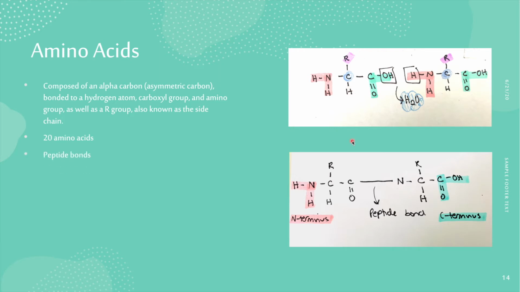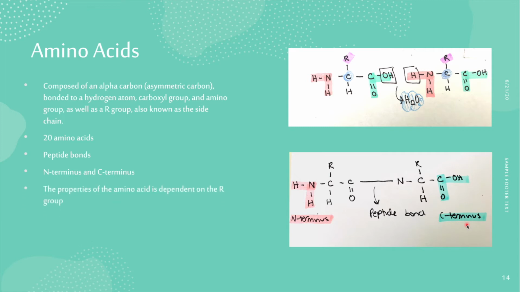Amino acids form polypeptides via peptide bonds. A peptide bond is a covalent bond that forms between the carboxyl group of one amino acid and the amino group of another amino acid. The end of the amino acid with the amino group is called the N-terminus. The end of the amino acid with the carboxyl group is called the C-terminus.